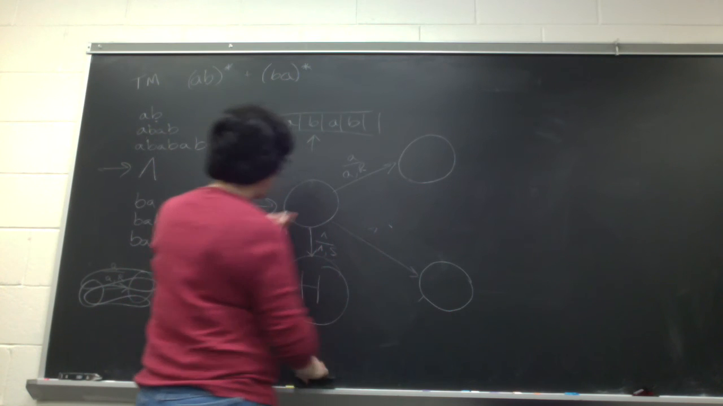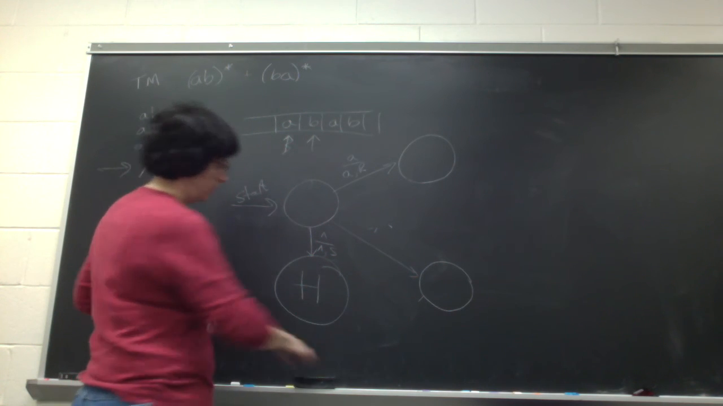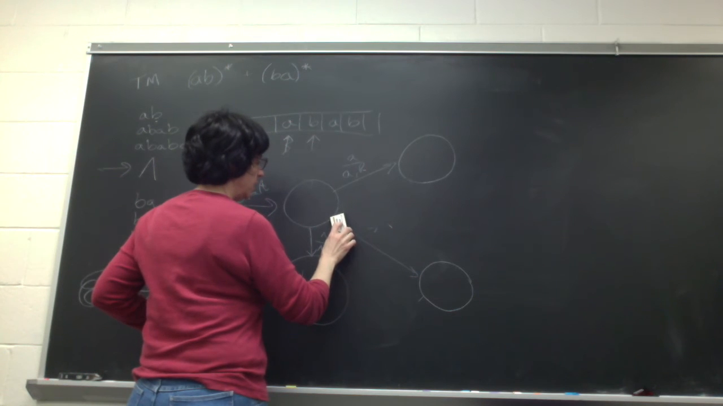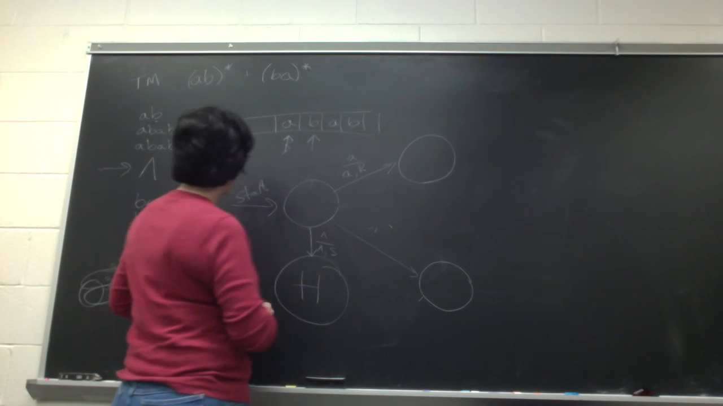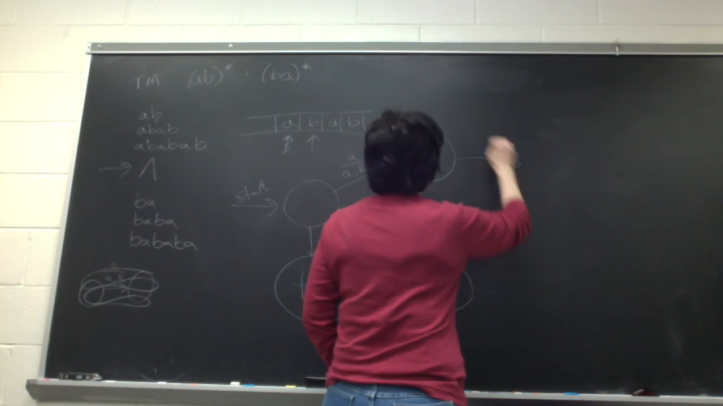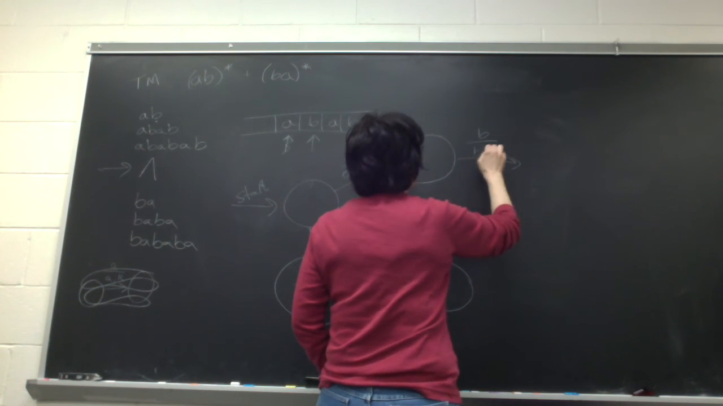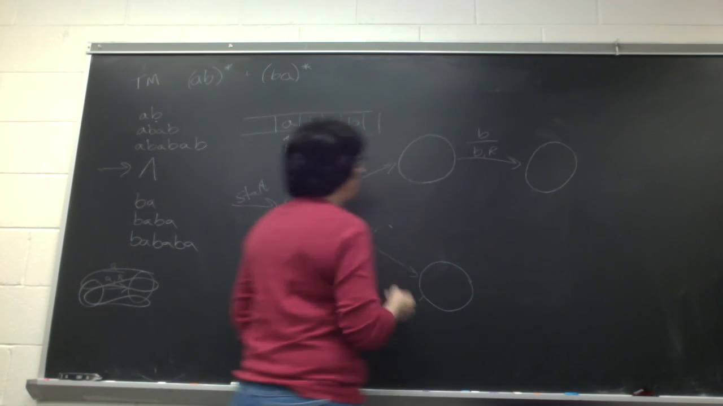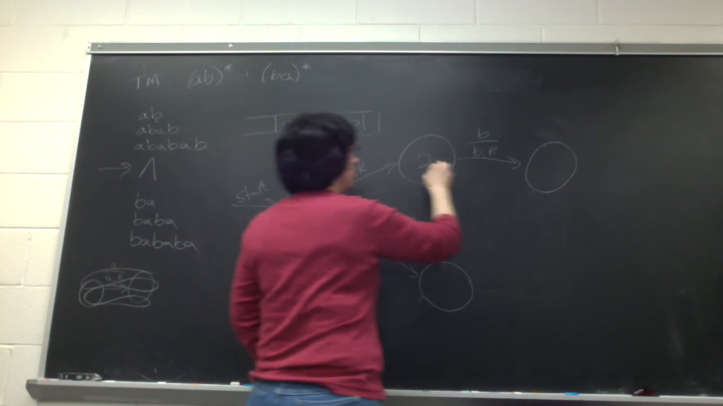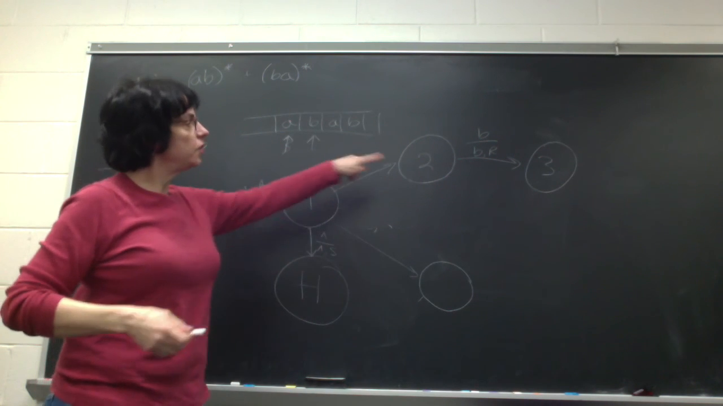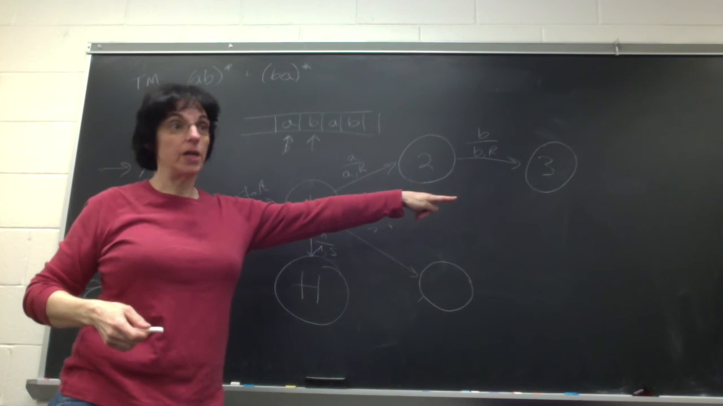I guess we can't go back here. And boy, it's going to be hard to draw all the arrows, but we'll figure it out. Okay, so if I have an A, I go there. And if I have a B, I'll write a B and go right. And I'll end up here. So I don't know, 1, 2. And if I see just an A and a B, and then lambda, I want to accept, right?